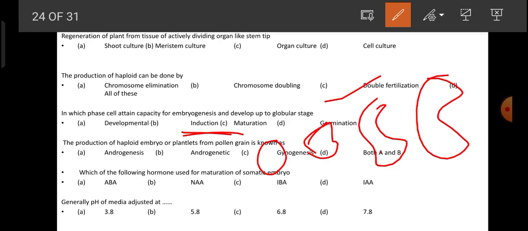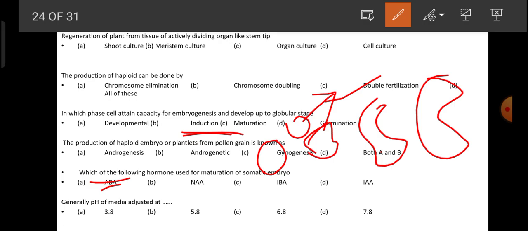Next question, production of haploid embryos or plantlets from pollen grains is known as. You know, pollen grain is a male part. Okay, androgenesis, androgenetic, gynogenesis, both A and B. Androgenesis is the answer here. Which of the following hormones is used for maturation of somatic embryo? The straight answer is ABA. Maturation and senescence means this ABA and ethylene will work. So ABA is the answer here, option A.